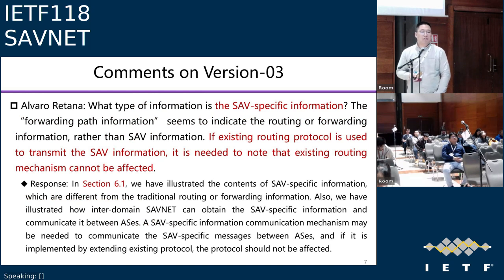Our suggestion is that the draft should illustrate the SAV-specific information. And if an existing protocol is used to transmit the SAV information, it needs to note that the existing routing mechanism cannot be affected. Our response: in section 6.1, we have illustrated the contents of the SAV-specific information, which are different from the traditional routing or forwarding information.